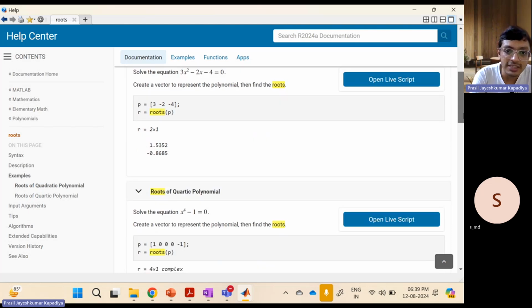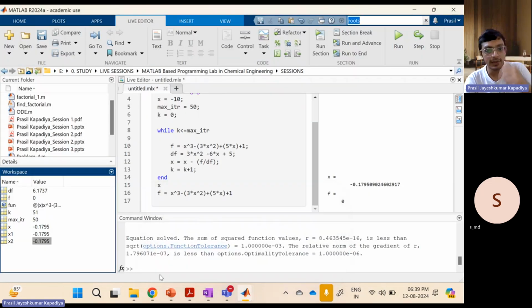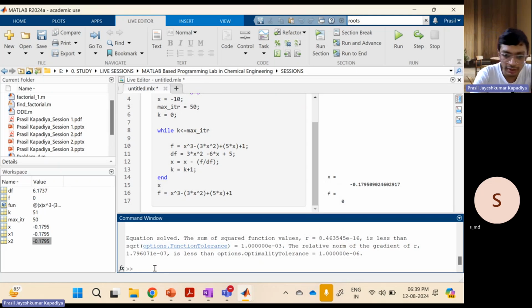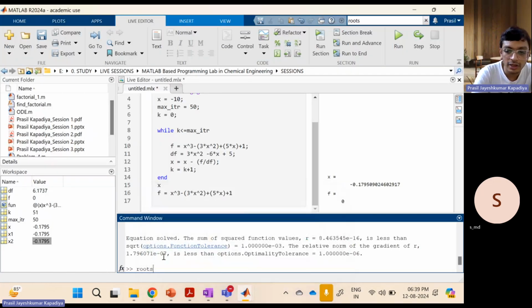And let's say it's like this, x raised to 4 minus 1 is equal to 0. So for power 4, it is 1, then 0, 0, 0, and constant is minus 1. Like this, we can solve it. So let's say I'm using the roots command. How do I write it? Okay, roots of p. So say roots of, I am writing my function as x cube, coefficient is 1, x square, it is minus 3, x, 5, and 1. I guess it will work like this.